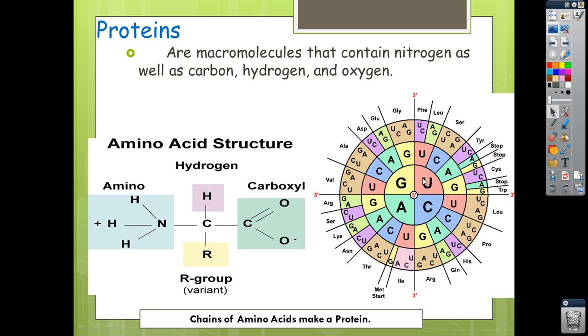The order of these 3 letters of the codon makes a difference, because it's not the same thing to say UCU as opposed to CUC. You make a completely different amino acid. Okay?